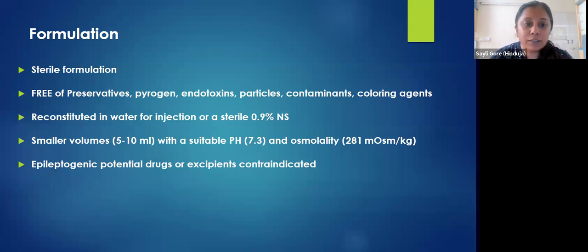For example, there is one drug, amphotericin B. It comes with two formulations, one is liposomal and one is conventional. So while giving that formulation, you have to make sure that no conventional formulation is given. Advisable formulations are liposomal amphotericin B formulations for the intraventricular route.